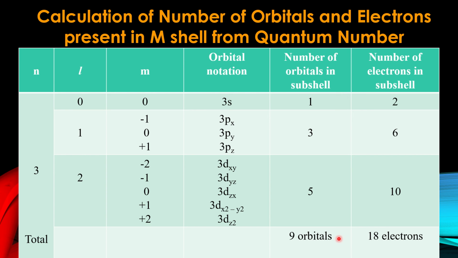This is more easy, but when the question comes in this way, that calculate the total number of electrons present in M shell or N shell by using quantum number, that time you have to do it like this way. Here by using quantum number, the total number of orbitals and total number of electrons are calculated.